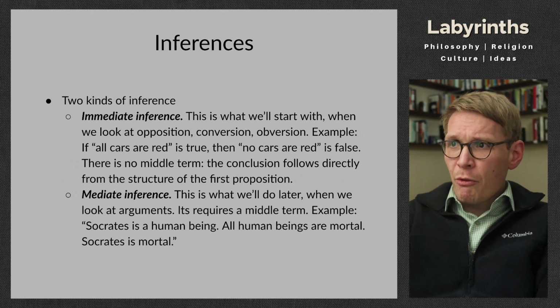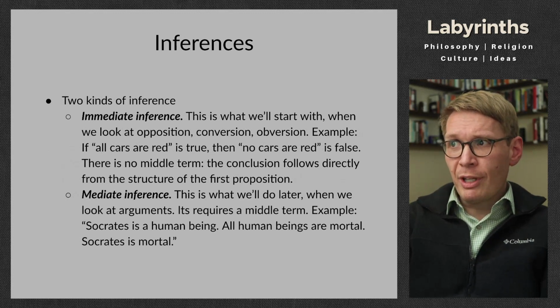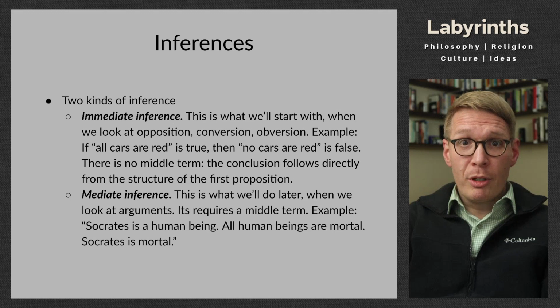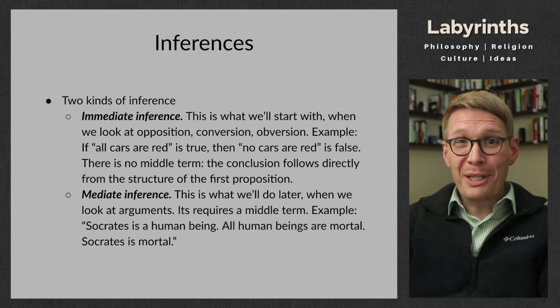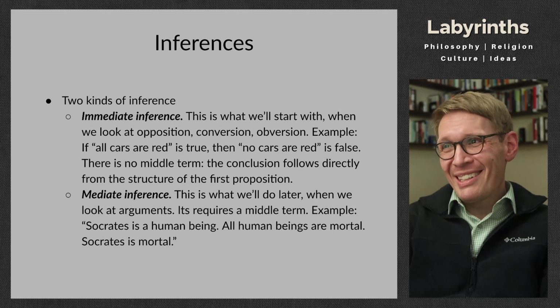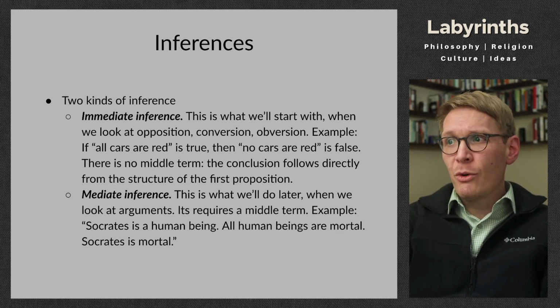So I've already referred here to immediate inference, and I say on the slide, this is what we're going to start with: opposition, conversion, and obversion. So take an example of what we're going to be seeing in this mini series. If all cars are red, and that's going to be my annoyingly repeated example throughout these lectures, if all cars are red is true, then no cars are red is false, right?